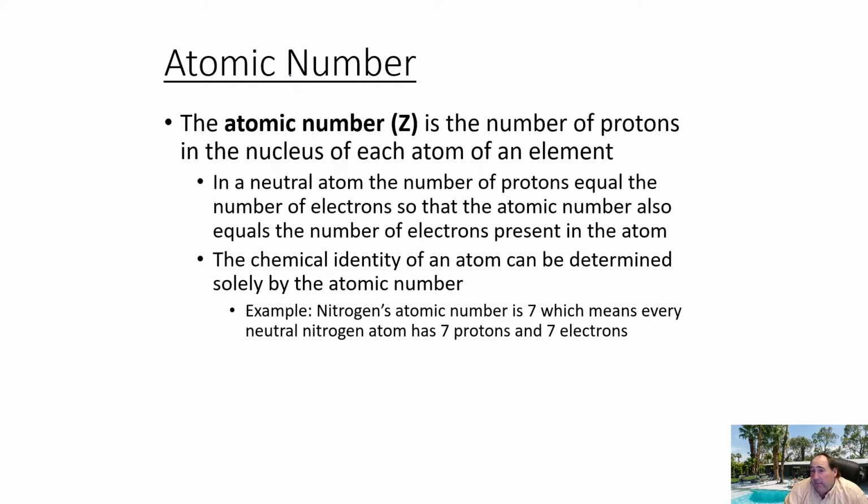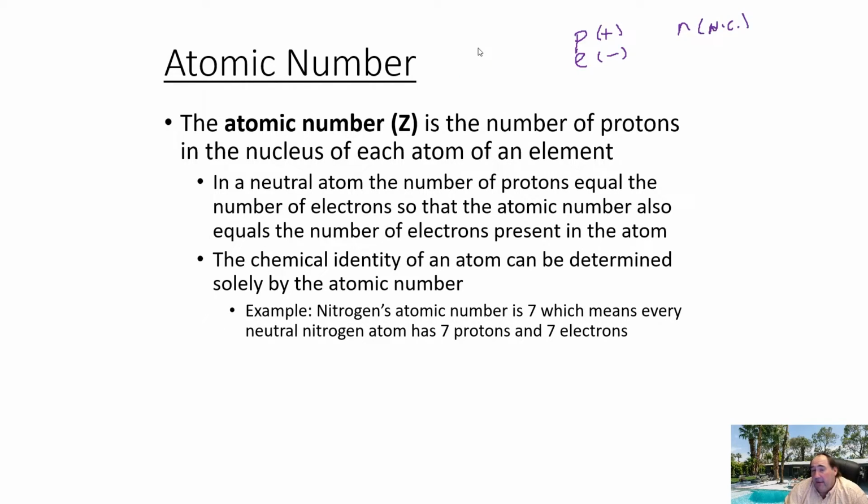So the protons are the positively charged guys, and that means that if you have a neutral atom, remember that a neutral atom has no charge, the atomic number, which is the number of protons, will tell you also the number of electrons you have to have. Remember that basically the atom is made up of protons, which are positively charged, electrons, which are negatively charged, and neutrons, which have no charge.